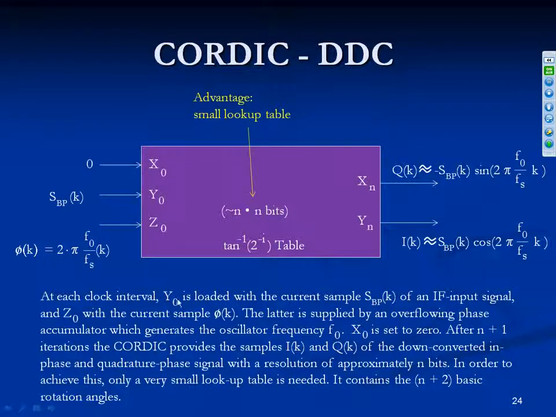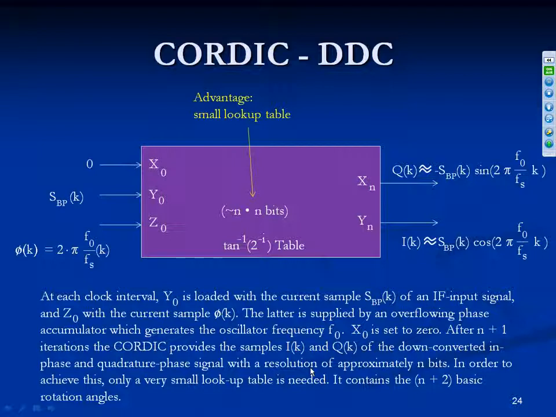So at each clock interval, y0 is loaded with the current sample, that's right here, of an IF input signal, and z0 with a current sample angle, that's this one, and the latter is supplied by an overflowing phase accumulator, and I'll talk about this phase accumulator when we get into the implementation of the CORDIC function. The overflowing phase accumulator generates the oscillator frequency f sub o, x sub o is set to 0, and then after n+1 iterations, the CORDIC provides the samples I sub k and Q sub k of the down-converted in-phase and quadrature phase signals with a resolution of approximately n bits.